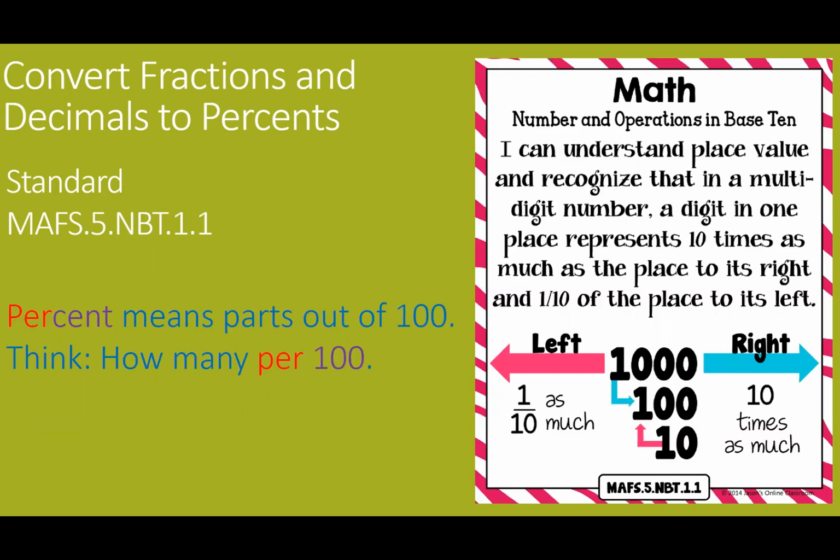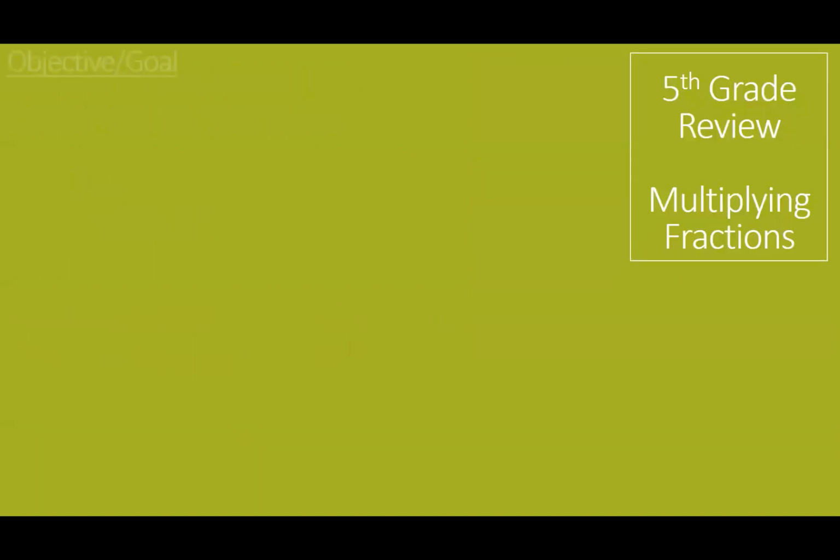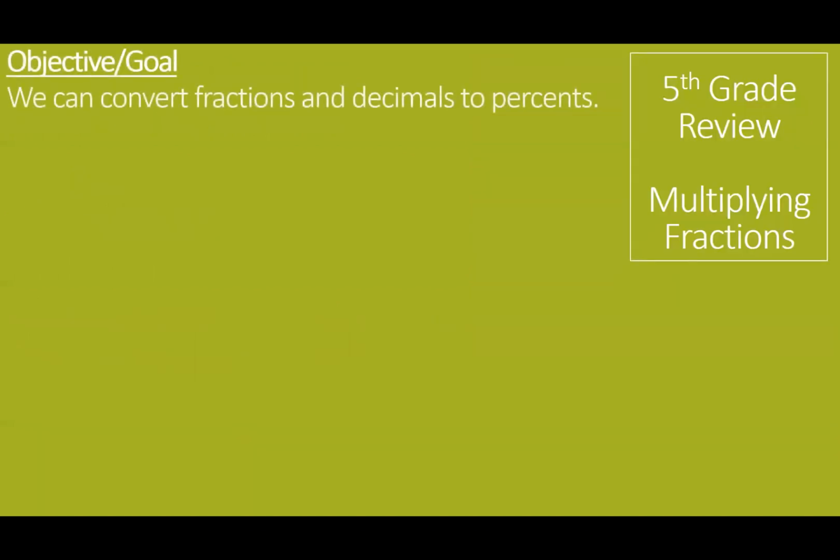Percent means parts out of 100. And look there, percent. So think about it this way. How many per 100? Now you know that century means 100 years. And there are how many cents in a dollar? 100, right? So cent means 100. Here's our objective for today. We can convert fractions and decimals to percents.